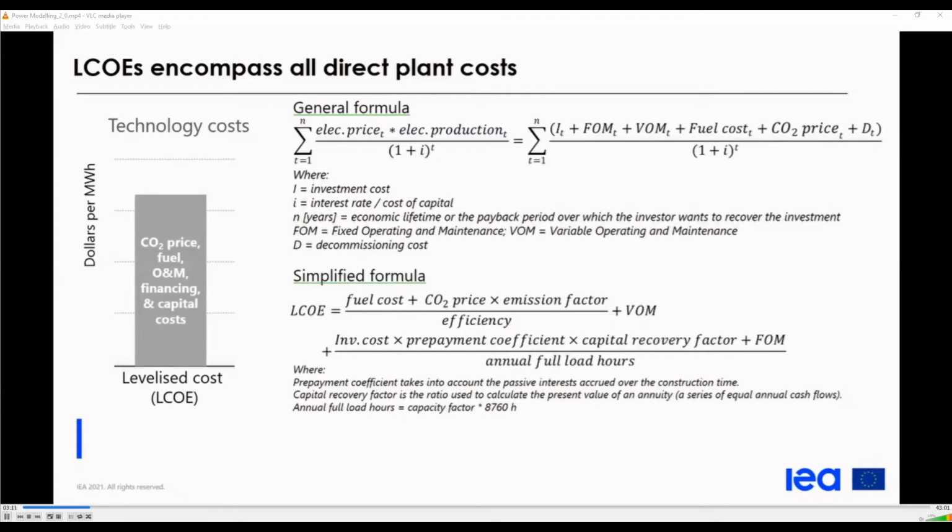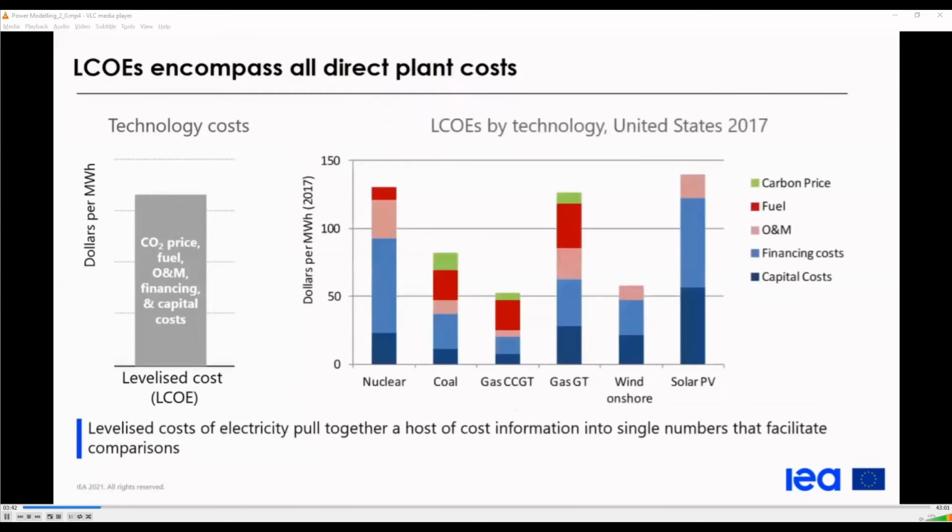So the idea now is not to look in detail at this formula, but I would like to highlight one point: we have two main components, the variable cost that we use also in the merit order, and the fixed annualized cost. And these two components change according to the type of plant, and the relative importance is different depending on the technology. One quick example to illustrate that point is to look at LCOEs by technology in the United States for 2017.